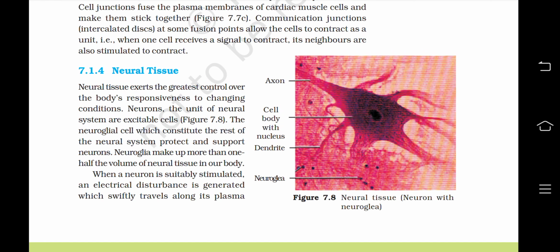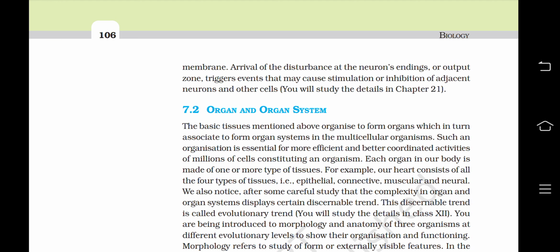When a neuron is stimulated, an electrical disturbance is generated which swiftly travels along its plasma membrane. Arrival of the disturbance at the neuron's endings or output zone triggers events that may cause stimulation or inhibition of adjacent neurons and other cells.